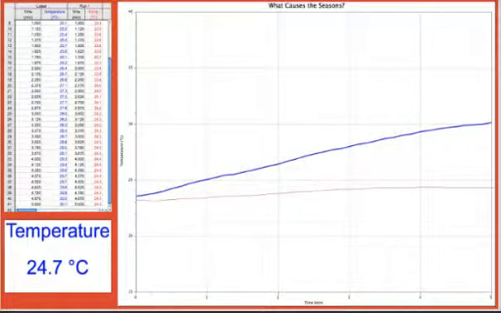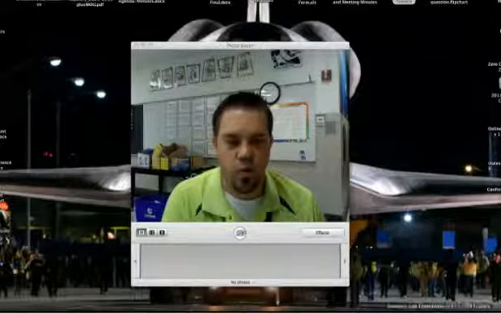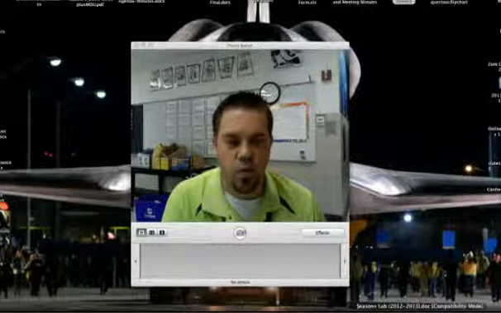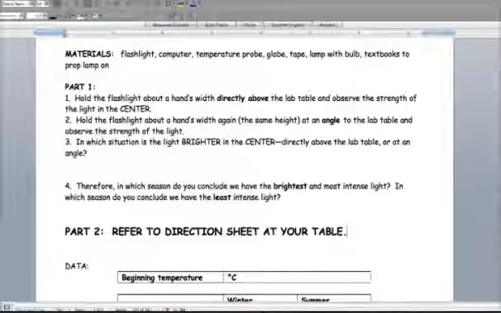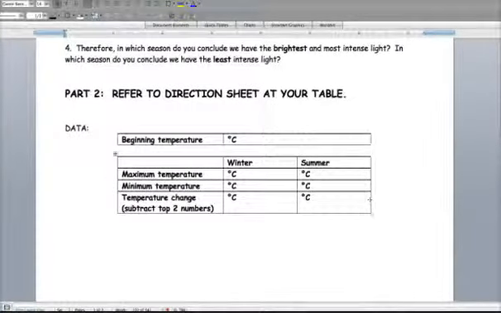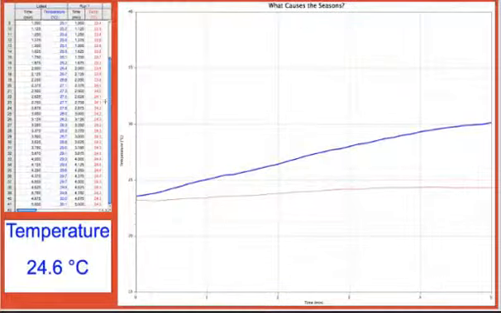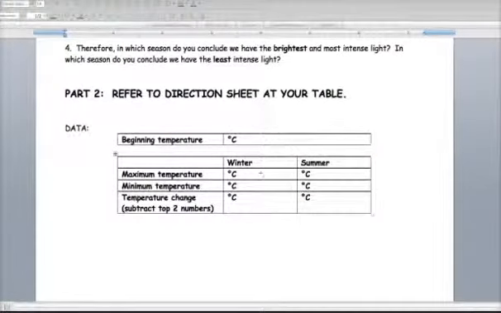So your actual lab, which I'll bring back up here, looks like this. For part 2, that's what I just showed you. The beginning temperature is the temperature that we wrote down. Again, it was 23.2, because I did winter first. I didn't do summer first. And then you fill in the other temperatures here for winter and summer.